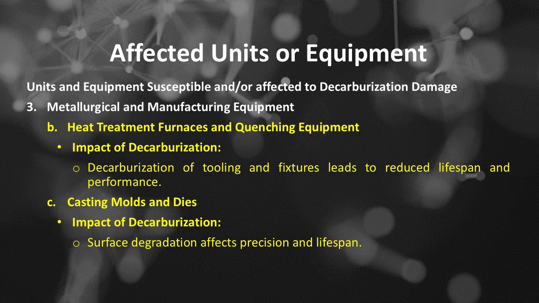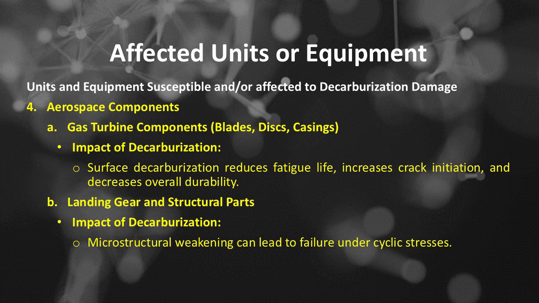Number B, of the metallurgical and manufacturing equipment is heat treatment furnaces and quenching equipment. Impact of decarburization: decarburization of tooling and fixtures leads to reduced lifespan and performance. And number C, casting molds and dies. Impact of decarburization: surface degradation affects precision and lifespan. Number 4 of the units and equipment susceptible and/or affected to decarburization damage is aerospace components. Number A, gas turbine components such as blades, discs and casings. Impact of decarburization: surface decarburization reduces fatigue life, increases crack initiation, and decreases overall durability.